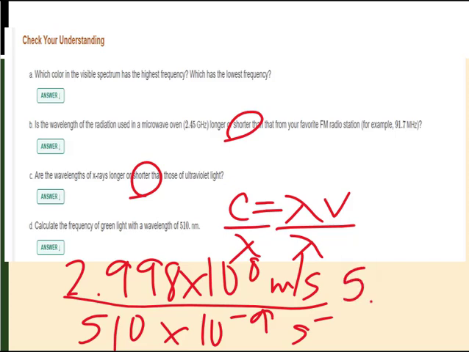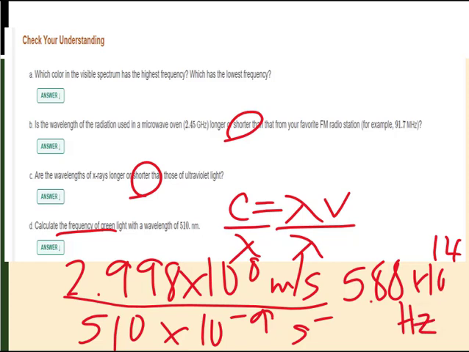5.88 times 10 to the 14th. And let's see, this is our frequency, so that's in hertz. Or you can say 1 over s, or s to the negative 1, for inverse seconds.